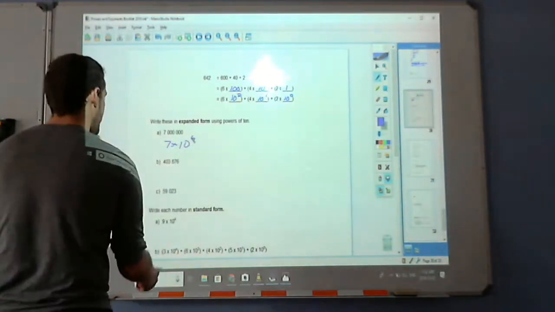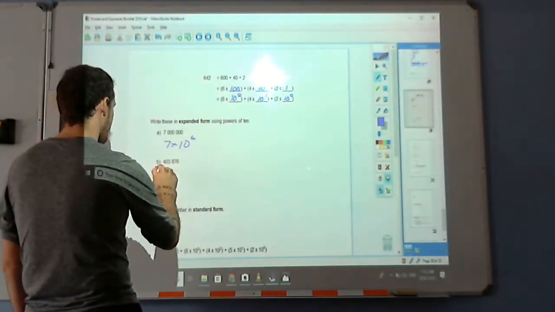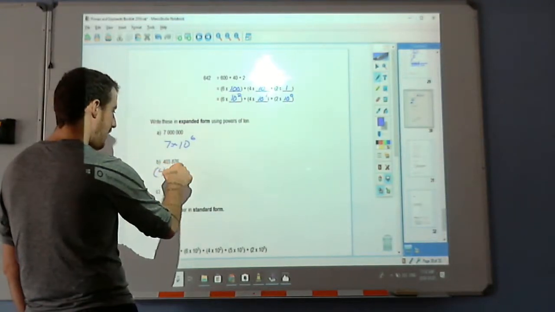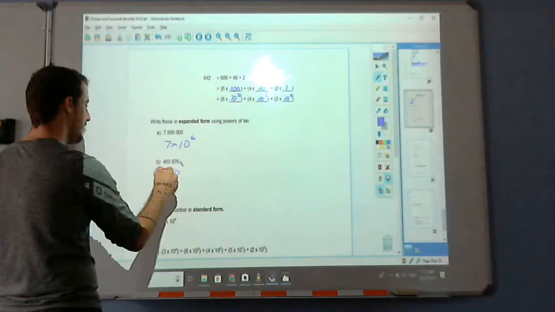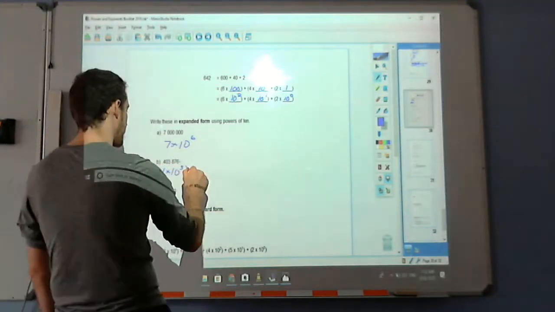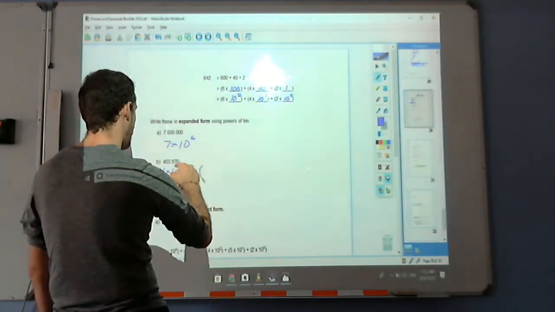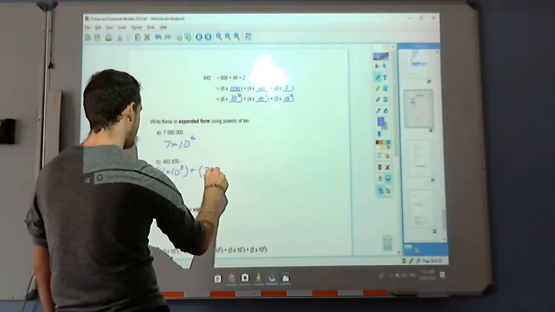Okay, this one here is a little bit more complicated. We're going to break it into a few pieces. So the first one we'll do is 4 times 10 to the power of however many places there are until your decimal point, right? We have 1, 2, 3, 4, 5. Plus, right? Plus. There's 0 there, so we don't have to worry about that.